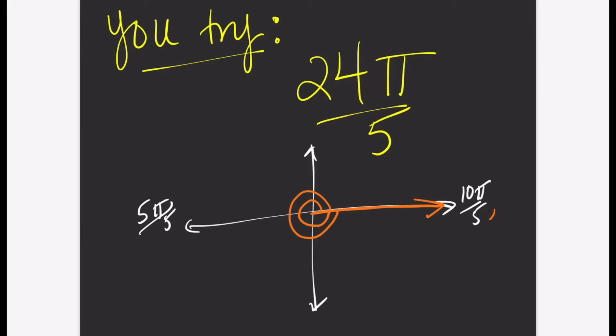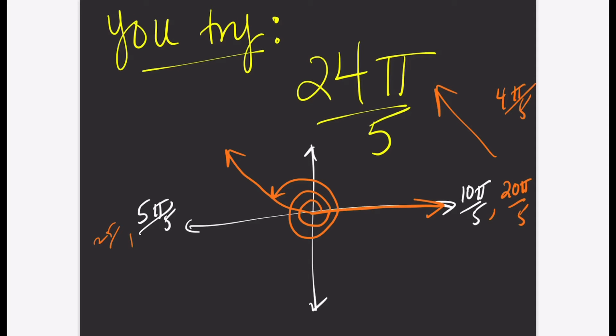Again, one full revolution is 10 pi over 5. 2 full revolutions will be 20 pi over 5. So right now we are at 20 pi over 5. Notice that we need 4 more, so we need 4 pi over 5. If we go all the way here, that is 25 pi over 5. So therefore you have to stop right before you get to 25 pi over 5. And here is your theta, 24 pi over 5.